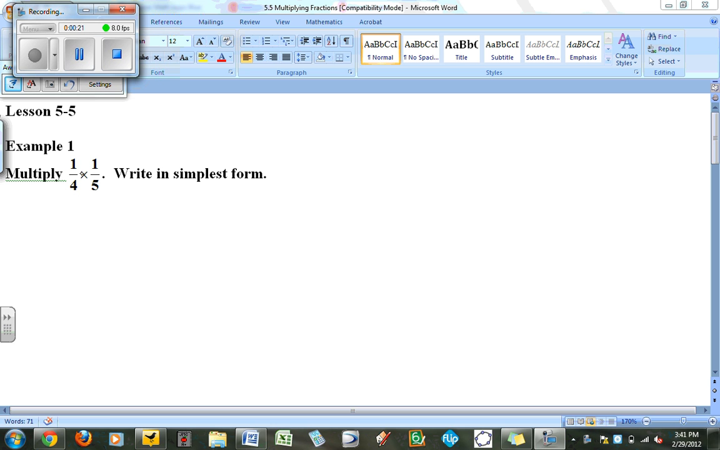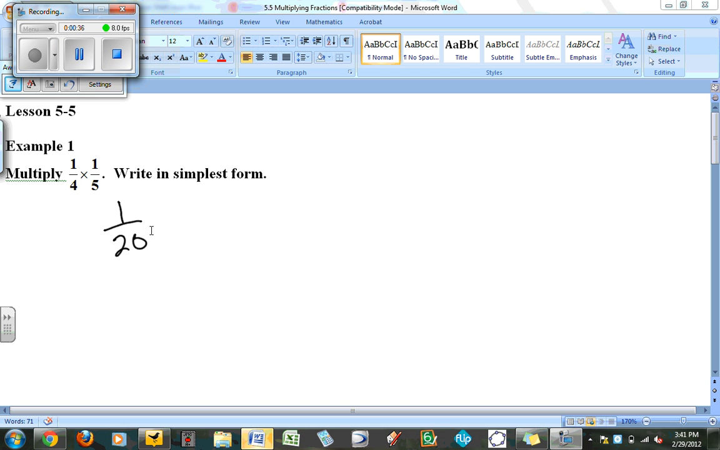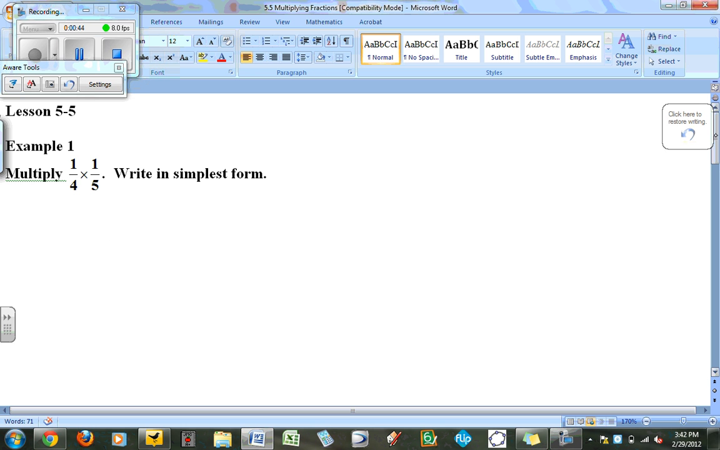So when we're multiplying 1/4 times 1/5, 1 times 1 is just 1, and 4 times 5 is 20, and we keep the top on the top and the bottom on the bottom, and that's all we have. The last part of the directions here says write in simplest form. That means reduce your fraction if possible. In this case, it is already reduced as far as it can go. So we are already done with that problem.